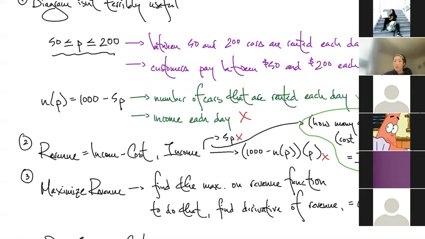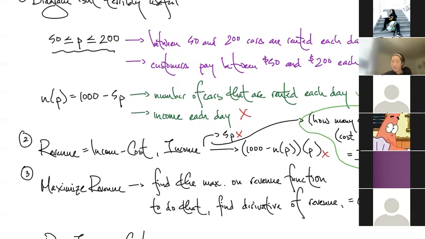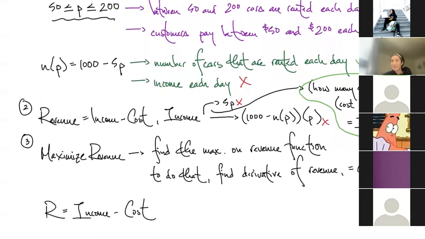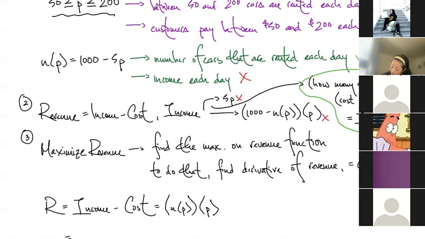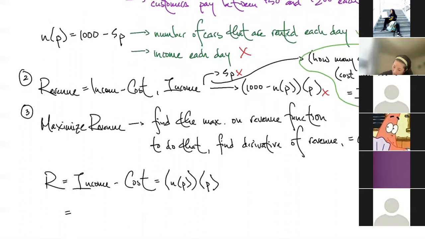Okay, so now that we've kind of cleared that up a little bit, all right, let's go back to this idea of revenue. So in this case, if we think about our income, we have how many cars are rented, that's N of P, times the cost per car, that's just P. All right, so this is our income.